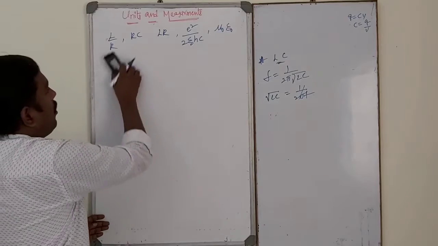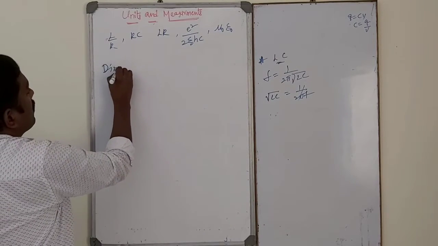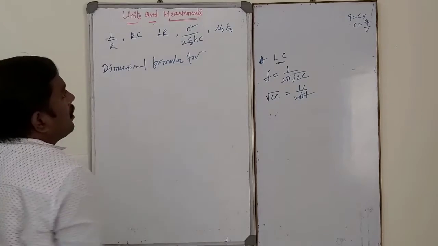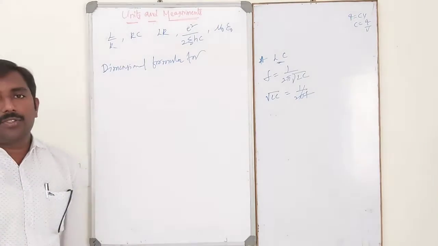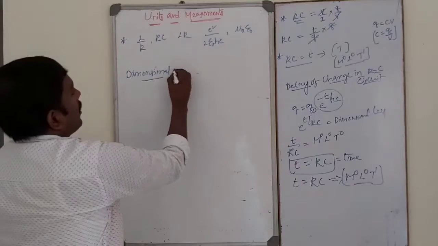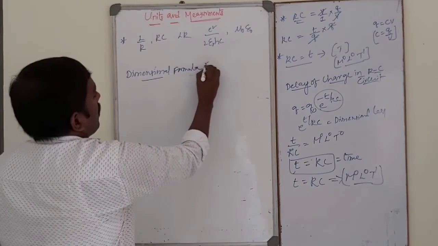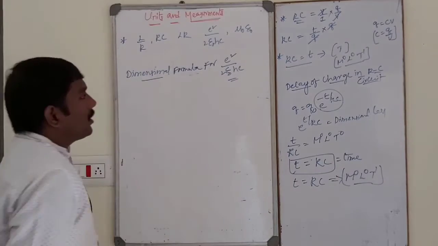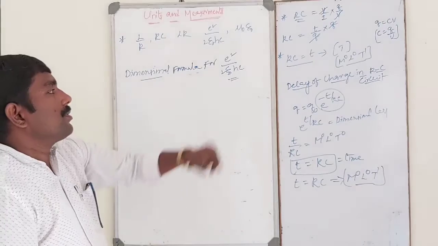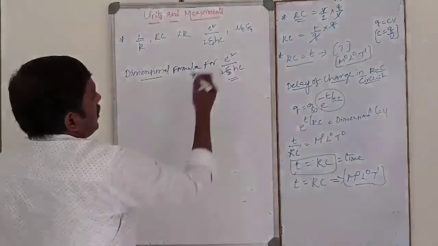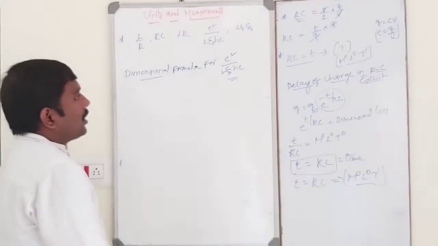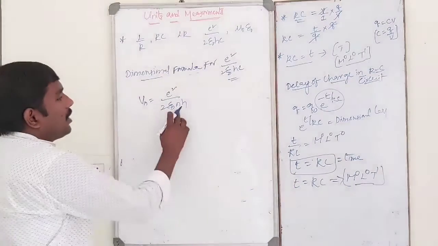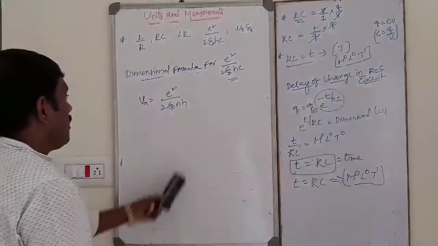Okay students, next, the dimensional formula for e square divided by 2 epsilon naught h into c. So I want the dimensional formula for e square divided by 2 epsilon naught h into c. Dear students, already we know the velocity of the electron in the nth orbit of hydrogen atom, Vn is equal to e square divided by 2 epsilon naught n h, where n is the principal quantum number or orbit number.